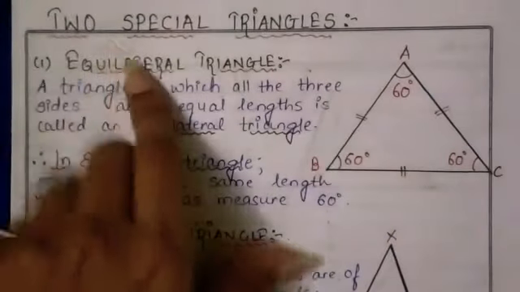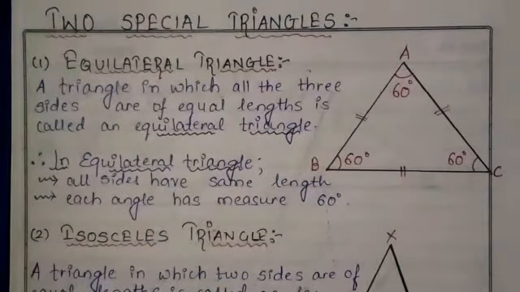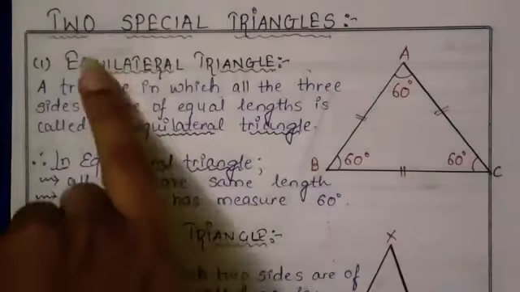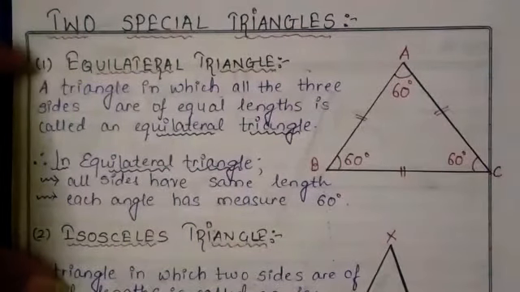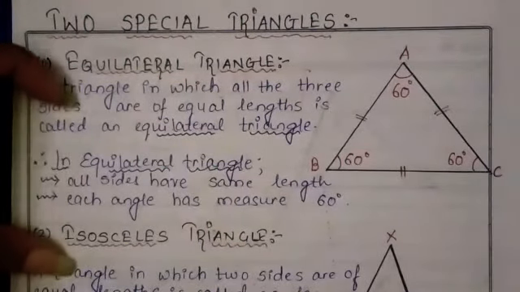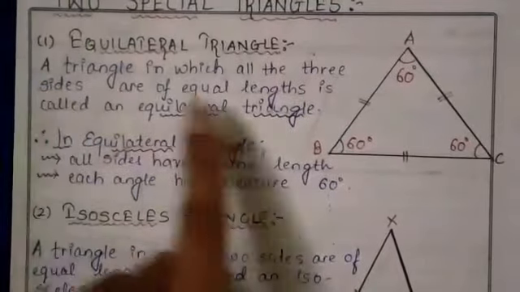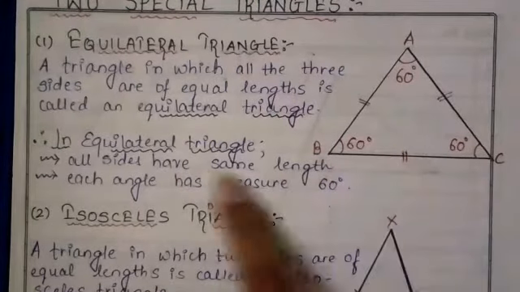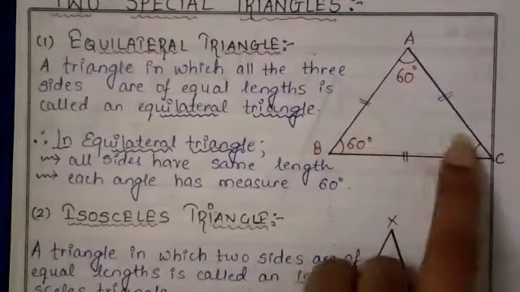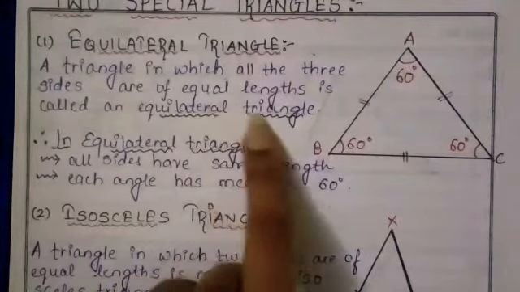So two special triangles. Okay, so we already know about the three types of triangles, that is equilateral, isosceles and scalene. But here we'll discuss two triangles, because of their properties, these two triangles turn out to be special. So the first one is equilateral triangle. An equilateral triangle is the one in which all the three sides are equal, and also the three angles are the same. Okay, so the triangle in which all the three sides are equal is known as an equilateral triangle.